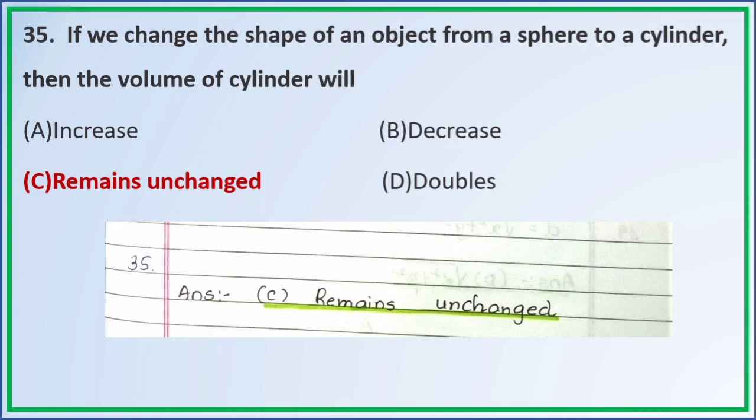If we change the shape of an object from a sphere to a cylinder, then the volume of the cylinder will be. The correct answer will be, when we cast one shape to another, the quantity which remains the same is volume. Therefore, the correct answer is remains unchanged.